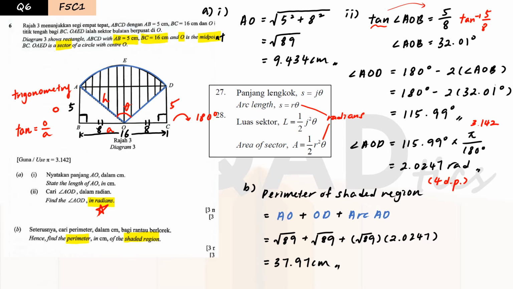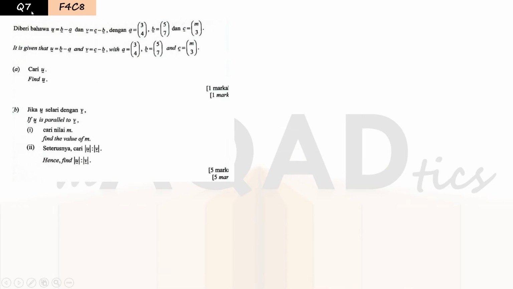37.97 cm. Question 7 focuses on vectors, and here we have two vectors given, vector u and vector v, and inside these two vectors we have other vectors which are vector a, b, and c, of which the values are already given here.